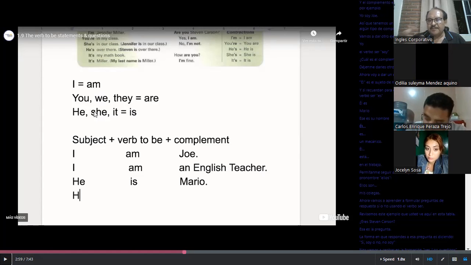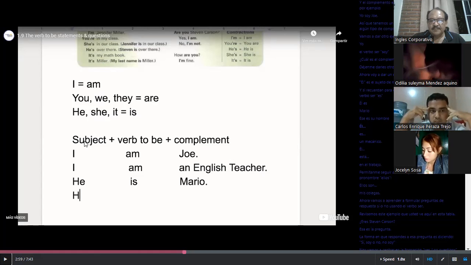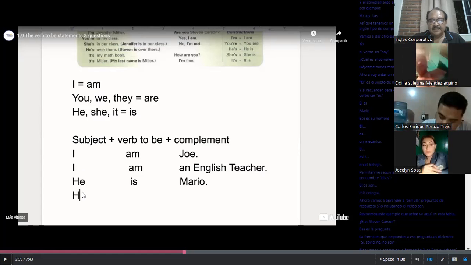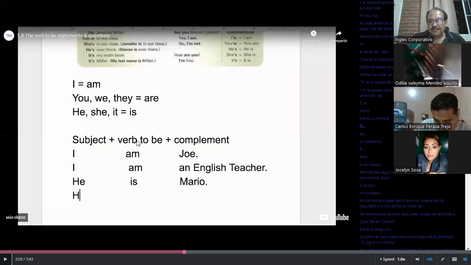Entonces, para allá con esas palabras que están arriba, para conformar o hacer una oración, se necesita un sujeto. Entonces, los sujetos son los pronombres. I, he, puede ser she, puede ser we, cualquiera de todos estos. Y luego se utiliza el verbo. Am, is, o are. Okay. Si ocupo I am, Joe. I am an English teacher. Si ocupo he, she, or it, voy a usar is.